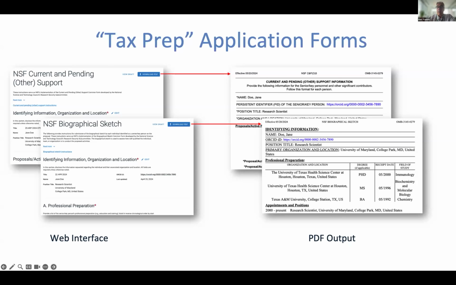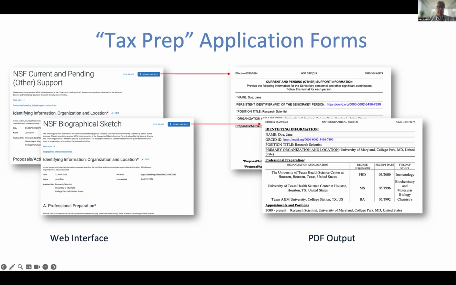And SciENcv is similar like that. It's available here at the National Library of Medicine on our website. Anybody can come in and use it. It is there to help aggregate information that you might have in other systems. I'm going to talk about ORCID, which is the main one that you're able to pull information from. It will put it into the form. It will produce the properly formatted document. So then you have it, you certify it, and you're able to send it in with your grant application.